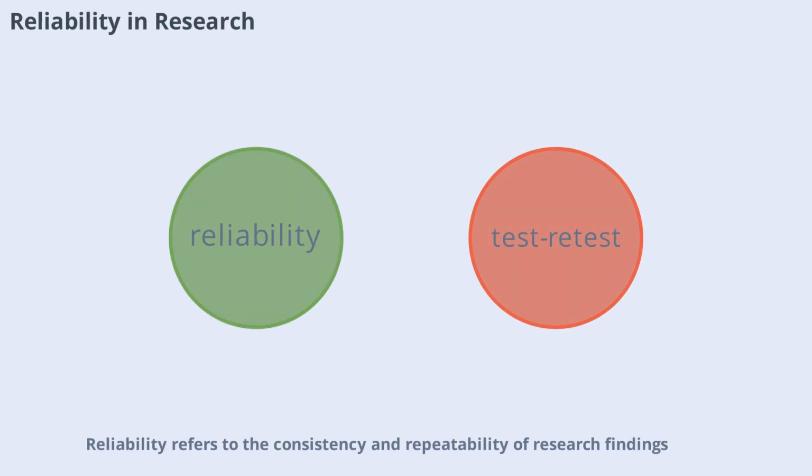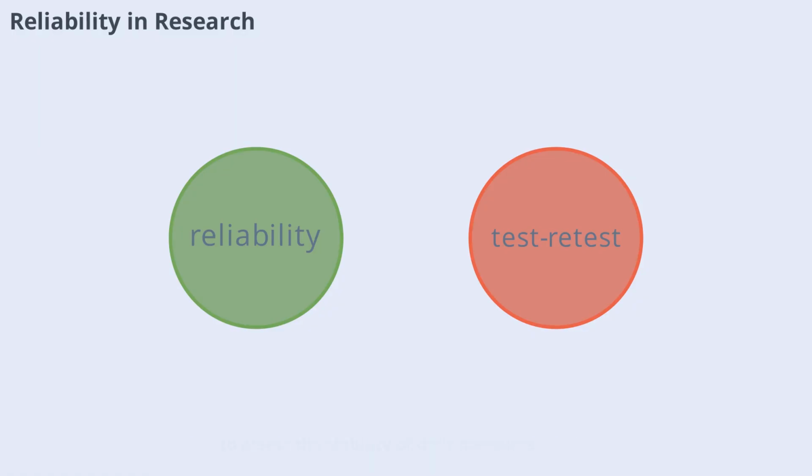Reliability refers to the consistency and repeatability of research findings. A reliable study produces similar results under consistent conditions. Researchers use various techniques such as test-retest reliability and inter-rater reliability to assess the stability of their measures. High reliability is essential for building confidence in the results of behavioral studies.